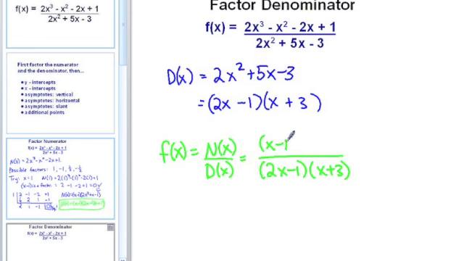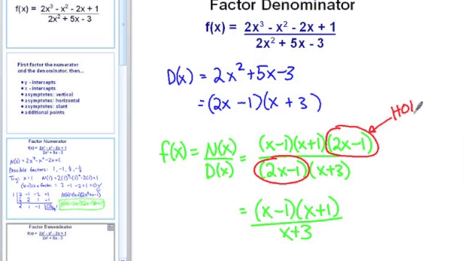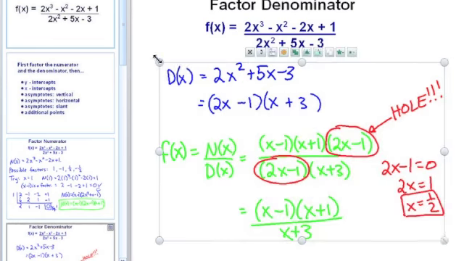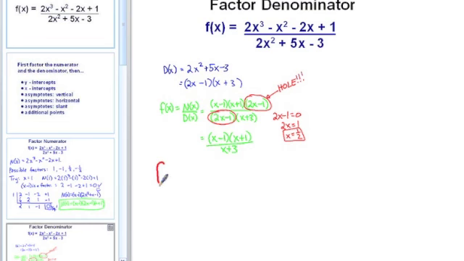There are 2 binomials in the denominator and 3 binomials in the numerator. And wait a second, look at these. These 2 are common. So they can be canceled, and what we're left with is this factored form here. Now, those 2 factors that got canceled, that tells you straight away, as soon as you see that happening, you've got a hole. There's a hole somewhere. Where is the hole? It's at the zero of that factor. So, when x equals 1/2, there is a hole in this function.